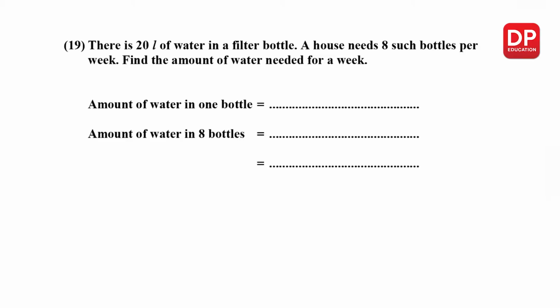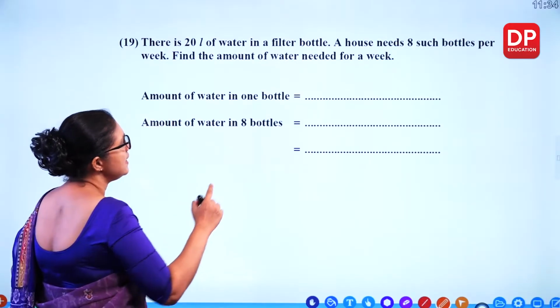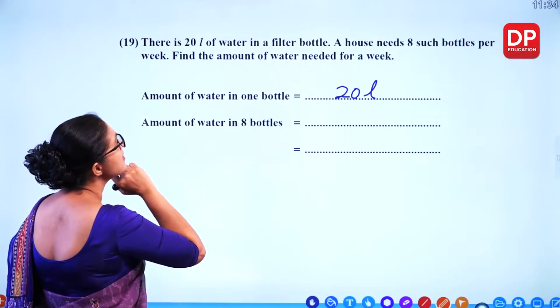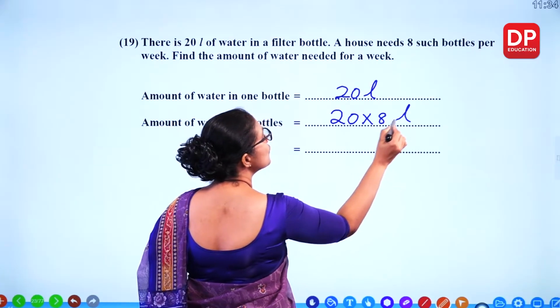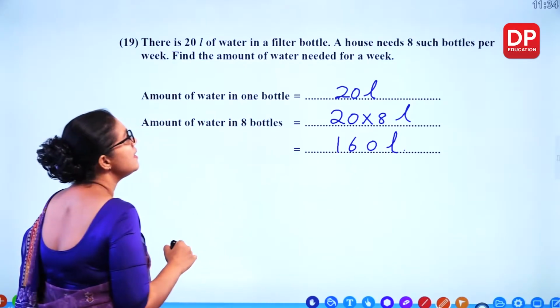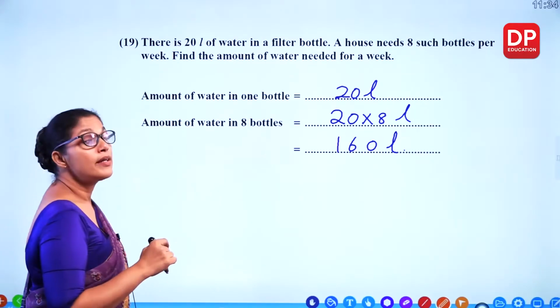Look at this question. There is 20 liters of water in a filter bottle. A house needs 8 such bottles per week. Find the amount of water needed for a week. So what's the amount of water in a bottle? 20 liters. So what's the amount of water in 8 bottles? 20 times 8. So 8 times 0, 0. 8 times 2, 16. 160 liters. Need for 1 week.